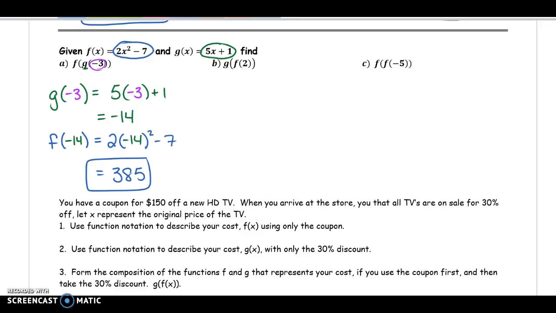The next one is g of f of 2. This means take 2, plug it into the f function, get your answer. Take that answer, plug it into your g function. Take a moment and see if you can do this one on your own.